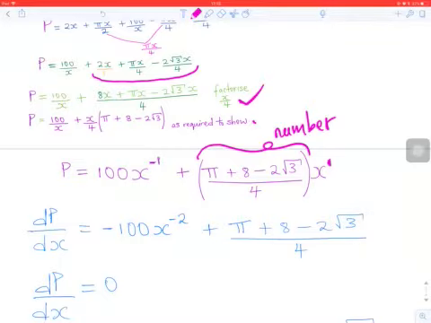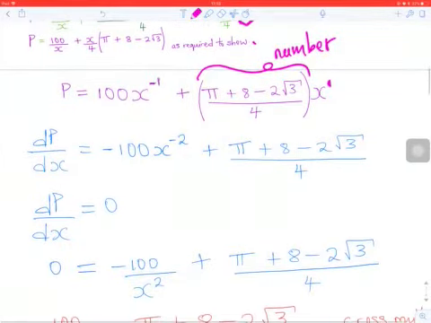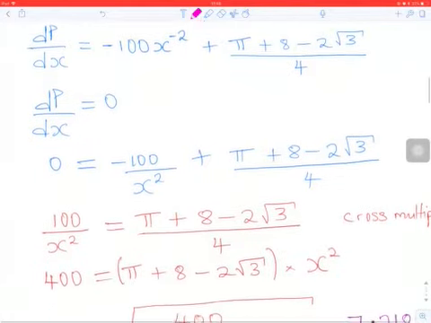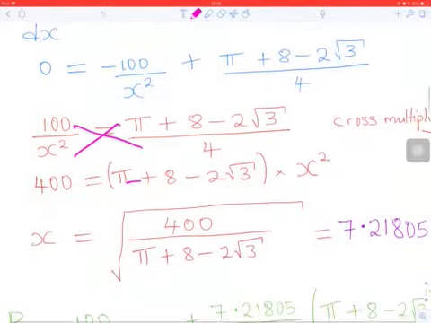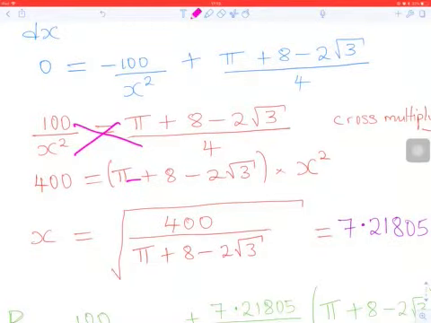Now at turning point, at minimum point, dP over dx equals 0. You make this equal to 0 and find the value for x. When you make it equal to 0, you can take 1 minus 100 over x squared to the left, cross multiply, x squared times the top there and 100 times that. It takes it from a fraction to a linear form. Now you can make x the subject, which is the square root of that, and that gives you x to be 7.218.